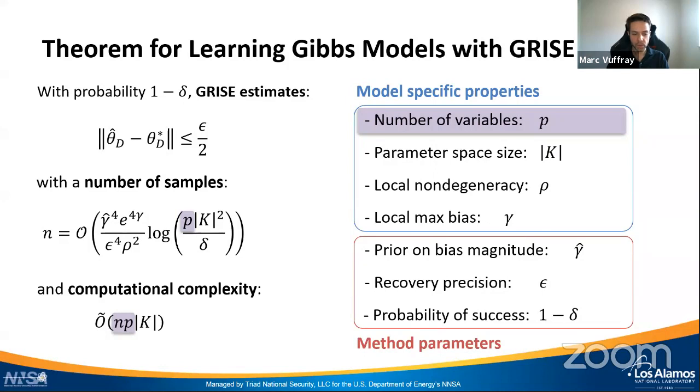The computational complexity also scales with the number of samples times p, so you end up with something proportional to p times the size of the parameter space. Actually, it's a local parameter space, so it's p in the case of the Ising model, and you end up with an algorithm that scales like p squared, which is believed to be optimal. The other nice part is that the number of samples and the computational complexity scale only single exponentially with this local max bias gamma, which is the optimal dependence, and not double exponentially.